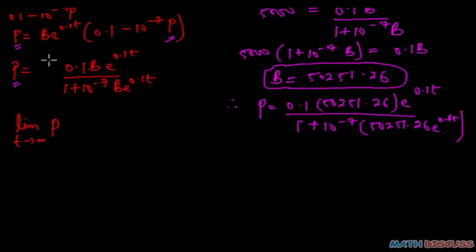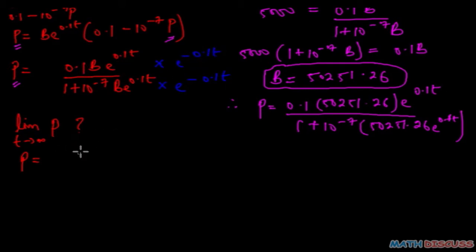Now what you observe from here is we have p defined in terms of an exponential, e to the power 0.1t. We could rewrite this whole thing. I'm going to multiply both the numerator and the denominator of that equation by e to the power negative 0.1t. Because I know that when I take the limit as t tends to infinity of e with a negative exponent, it's going to be zero. So that's why I want to write it like that.